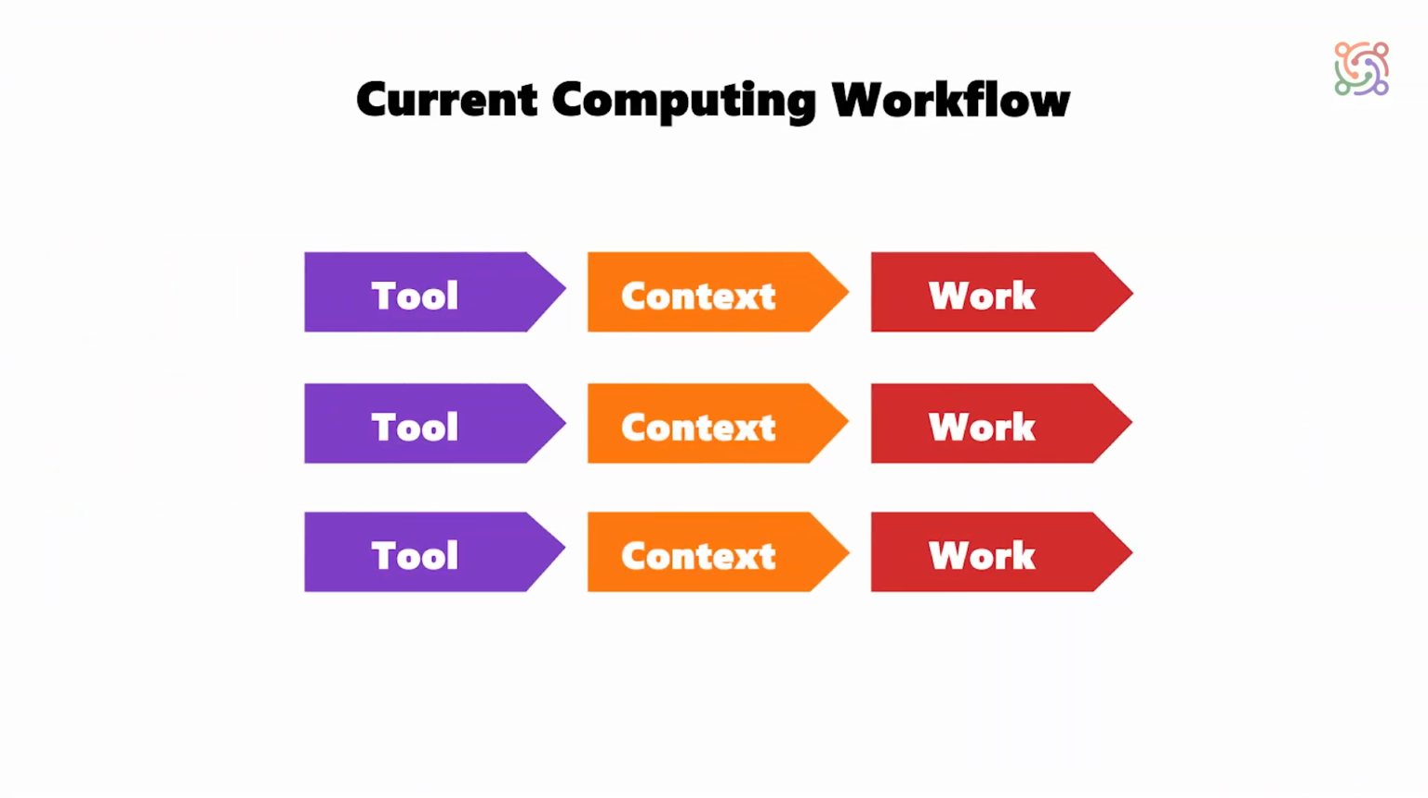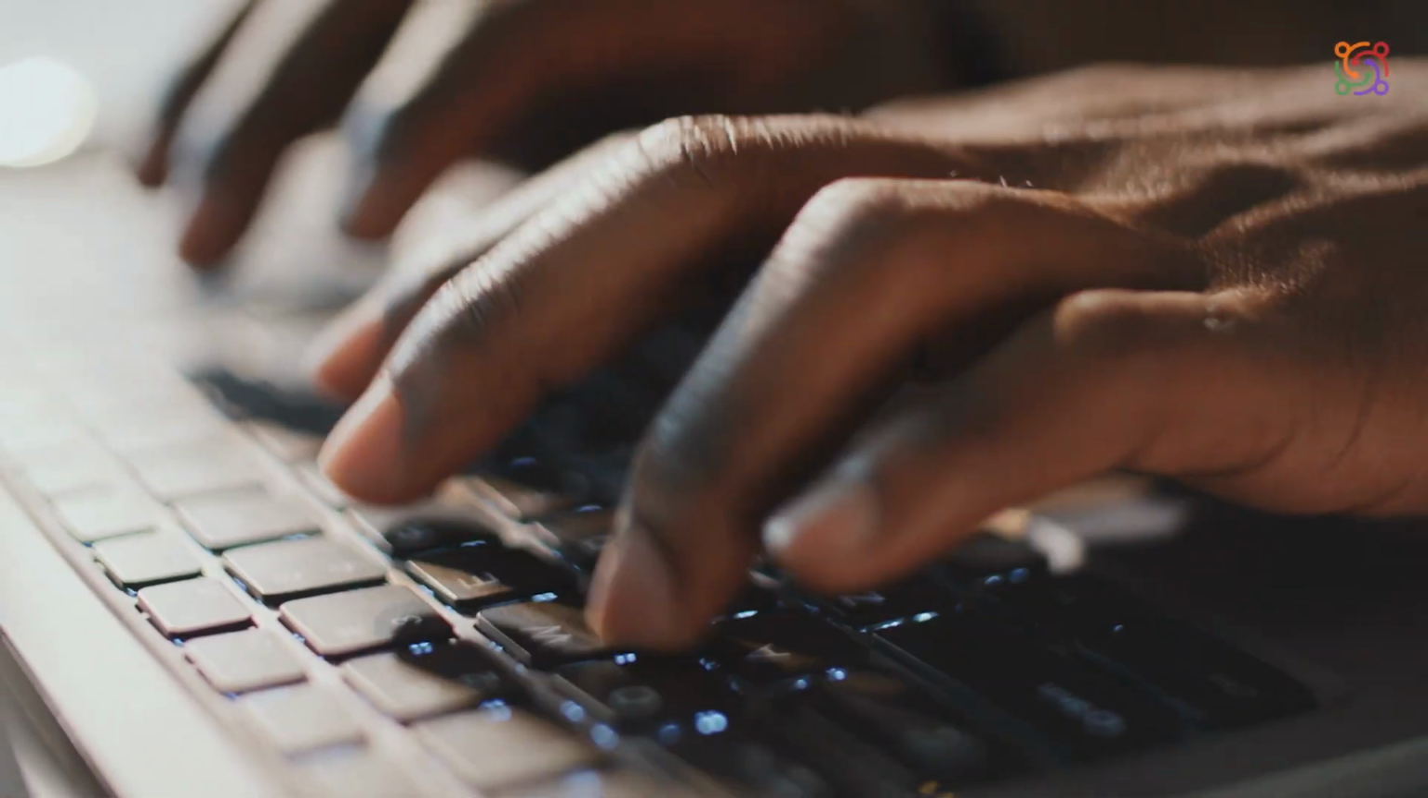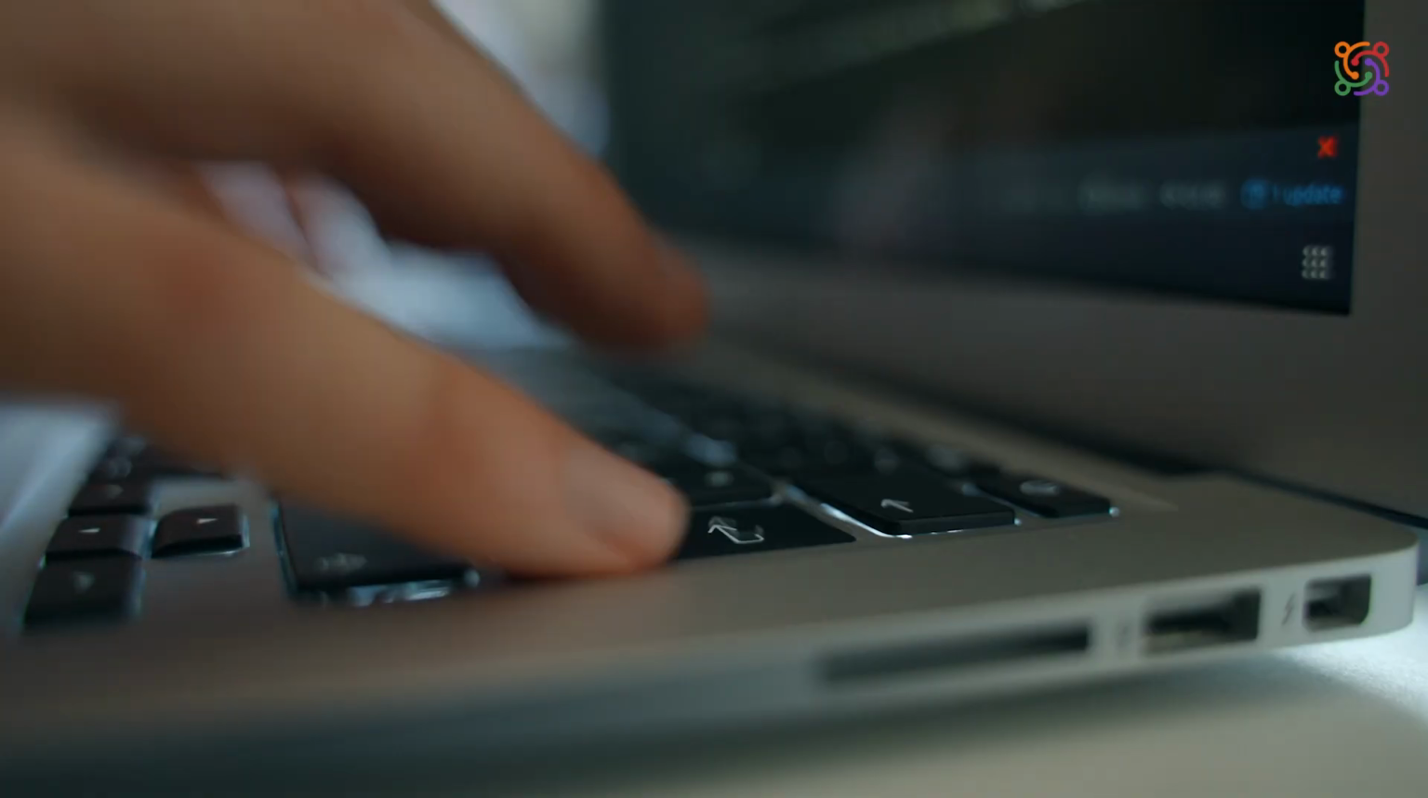For an insight into the problem with our current working environments, let's talk about the workflow of computers now. I'm going to claim it actually goes tool, context, work. By this I mean, we pick a tool that we want to use to get the job done, and then we have to get to the context for actually doing the work. And then actually maybe we can get some work done here.